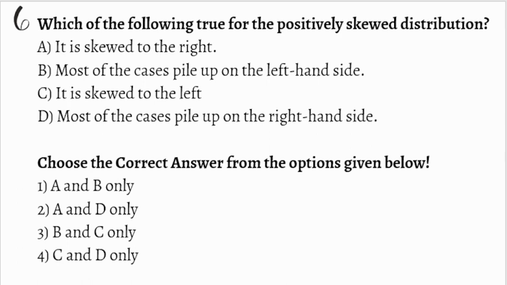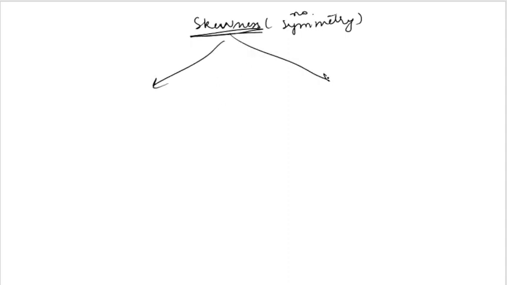So, the question talks about positively skewed distribution. Firstly, let me open another slide and let us discuss what is a skewed distribution. Skewness, as we know, is basically when there is no symmetry, or when the curve is asymmetrical or lopsided. When there is skewness, there can be two different types: positive skewness and negative skewness. Zero skewness is basically the normal probability curve, so I'm not talking about it.